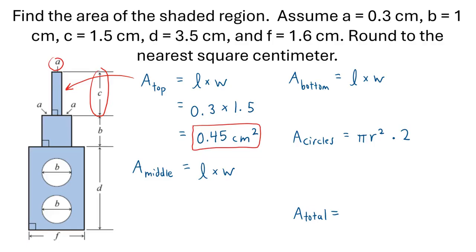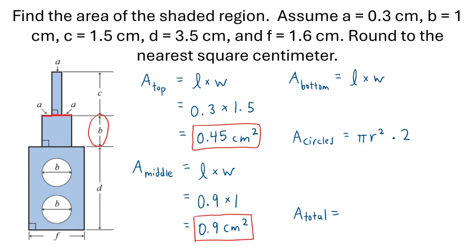Now let's find the area of the middle piece. The middle piece is a rectangle, so we find its area using the same formula, length times width. The width is B, and the length is A plus A plus A. So the length is 0.3 plus 0.3 plus 0.3, which is 0.9. So the area of this middle piece will be 0.9 times B, which is 1. So 0.9 times 1 is 0.9.